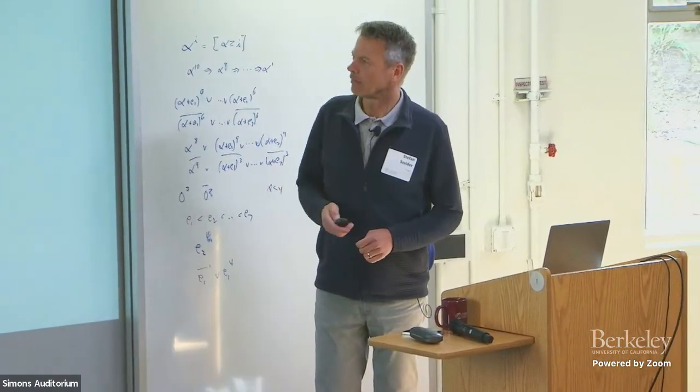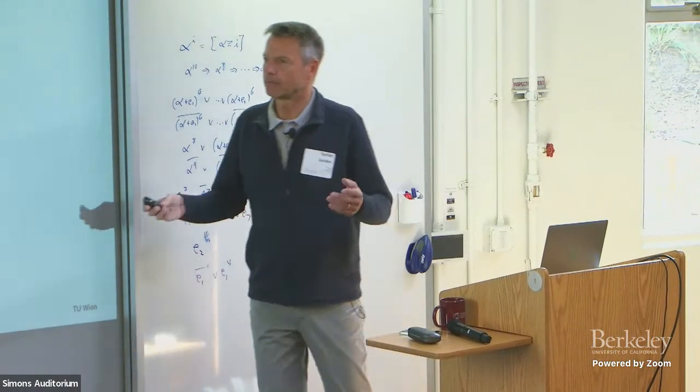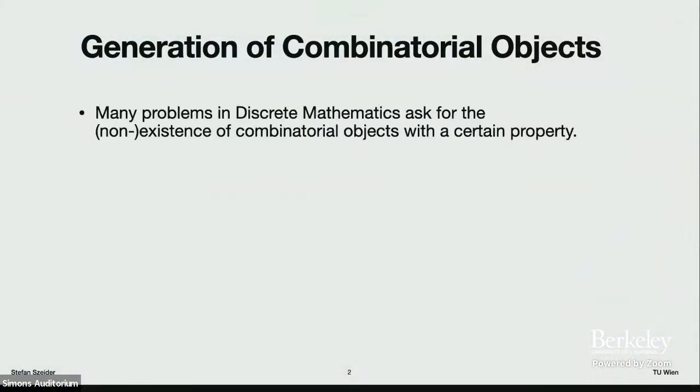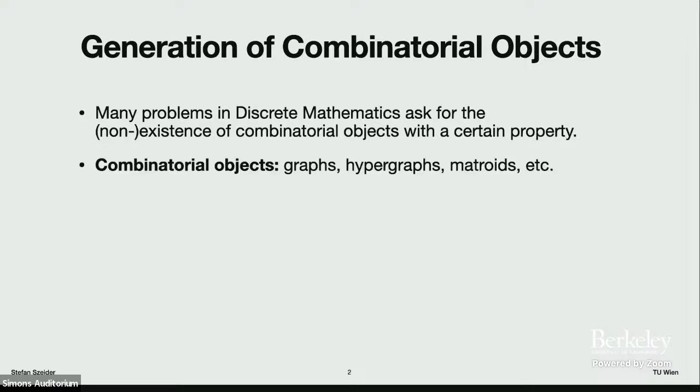So I'm talking about the generation of combinatorial objects using SAT. This is something in combinatorics: often questions can be phrased in this way. Is there a graph or some other combinatorial object with a certain property? Does it exist or not? What combinatorial objects are there? Graphs, hypergraphs, matroids, etc. Everything that I'm considering are finite structures.